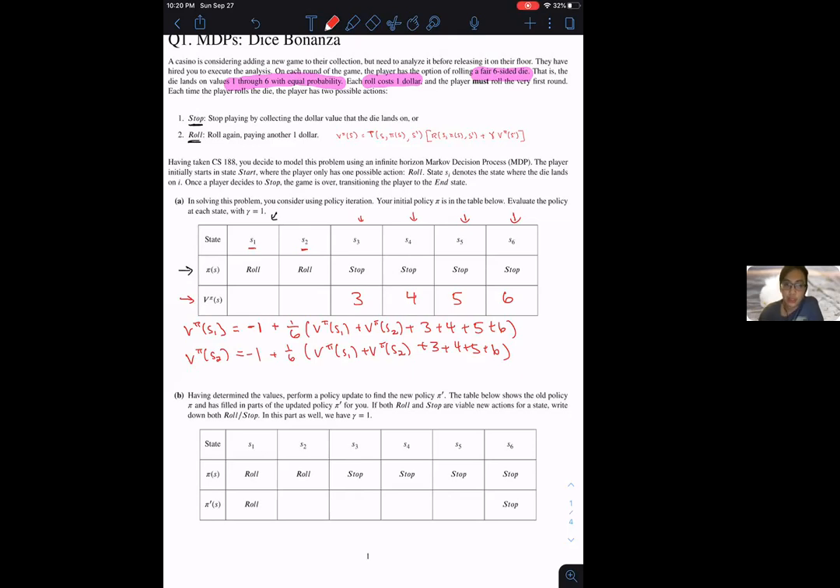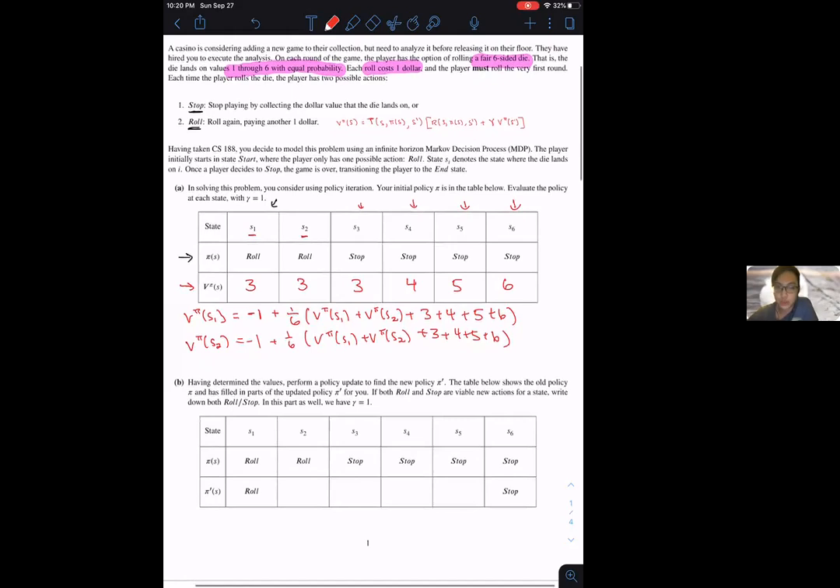Okay, so now that we have these two equations and two variables that we want to solve for, we can just use a system of linear equations to solve the problem. I won't bore you with the math, but if you multiply it out and work it out, you eventually get V pi of s1 is equal to 3, and V pi of s2 is equal to 3 as well. So the expected value of rolling is going to be 3. I'm just going to write this down here for clarity: V pi of s1 equals 3, and V pi of s2 equals 3 after solving.